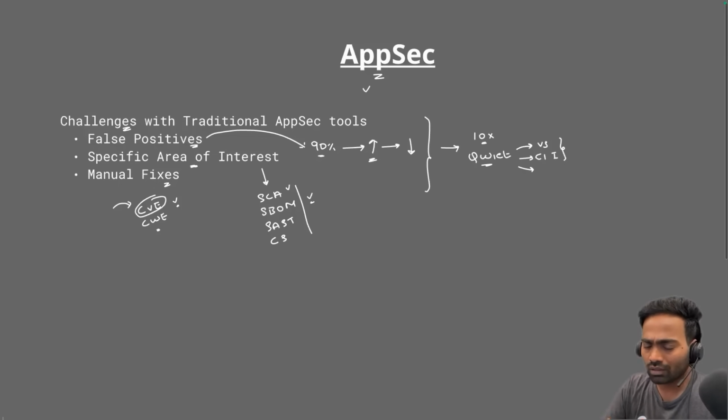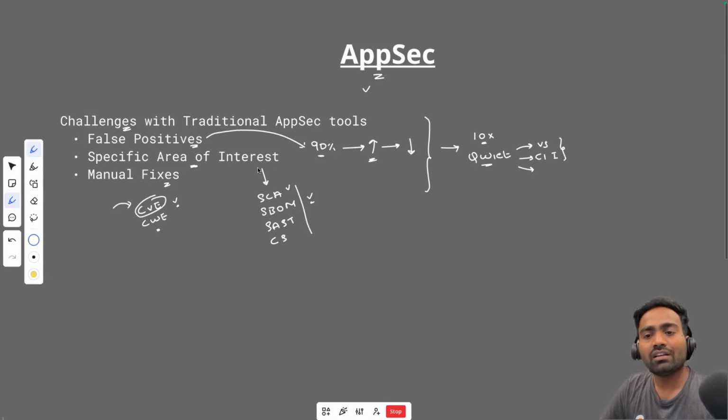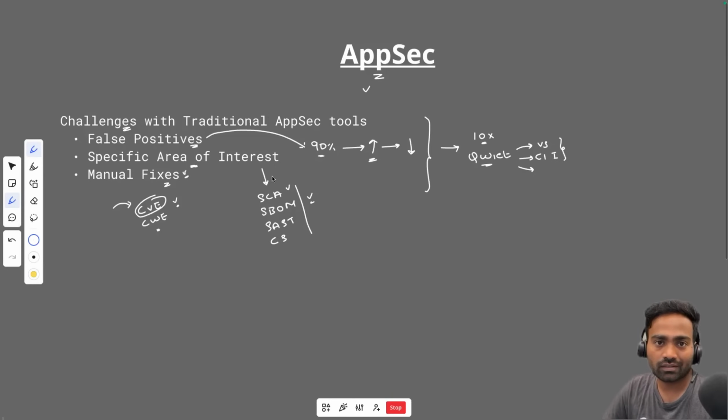We'll talk more about what are the things that are covered by Qwiet AI. They have 7 different agents, which we will learn in a while. Now, finally, manual fixes.